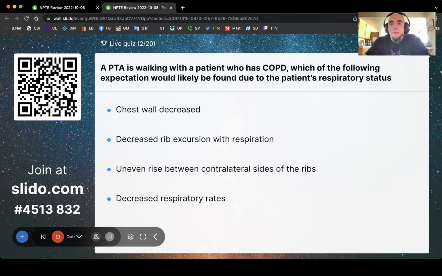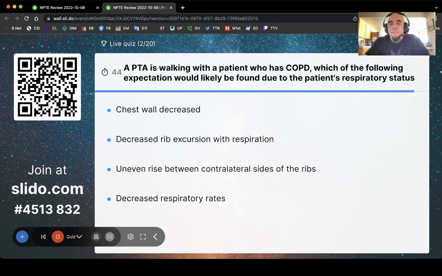A PTA is working with a patient who has COPD. Which of the following expectations would be likely found due to the patient's respiratory status? We have chest wall decreased, decreased rib excursion with respiration, uneven rise between contralateral sides of the ribs, or decreased respiratory rate. So the patient has overall COPD, right?